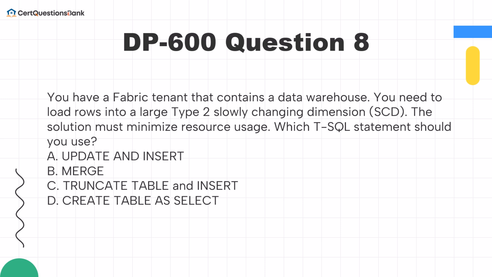You have a Fabric tenant that contains a data warehouse. You need to load rows into a large Type 2 slowly changing dimension, SCD. The solution must minimize resource usage. Which T-SQL statement should you use?